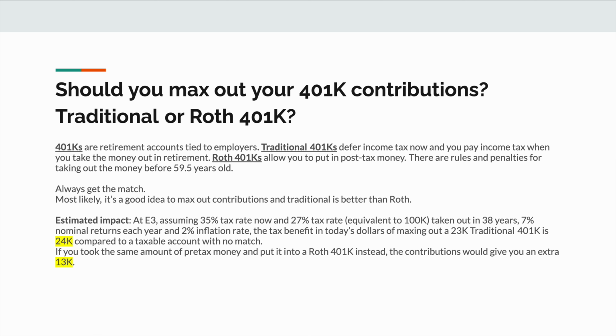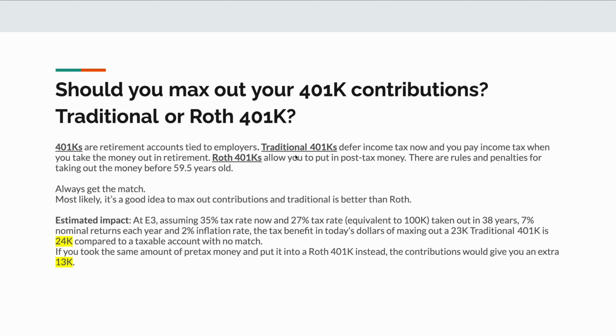Okay, so should you max out a 401k contribution? Do you want to put that into a traditional or a Roth 401k? So what are 401ks in the first place? These are retirement accounts that are tied to employers. So with each new employer, they might have their own 401k programs, and you'll have different accounts if you move to different employers.